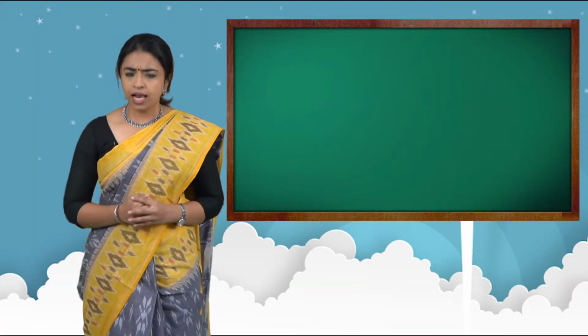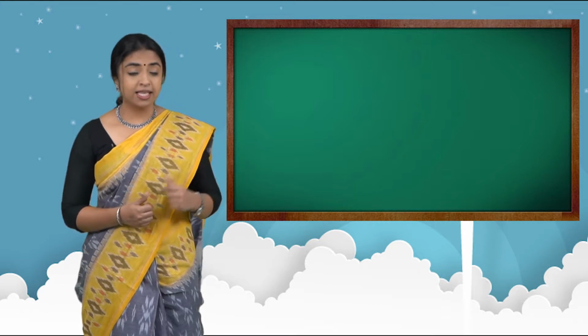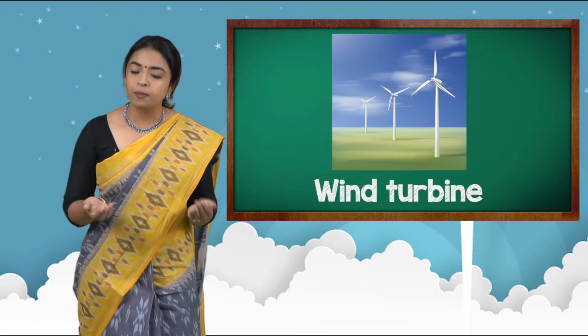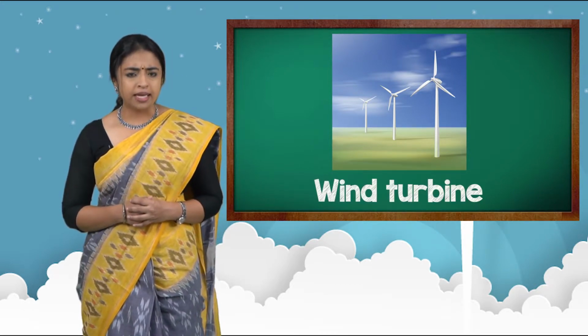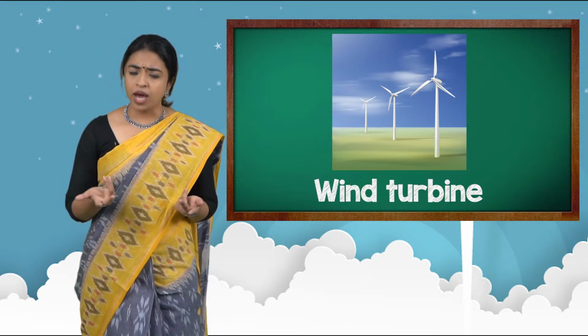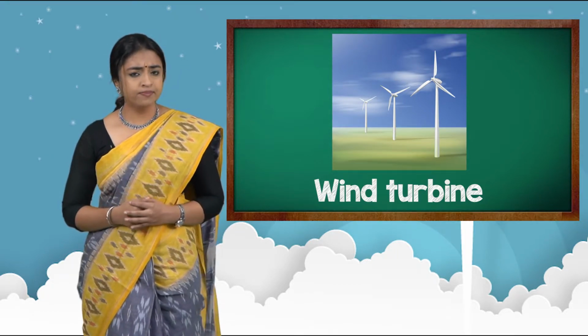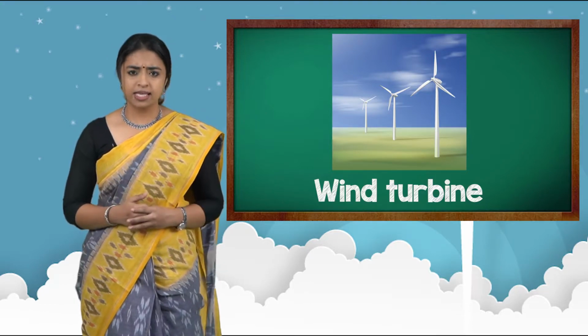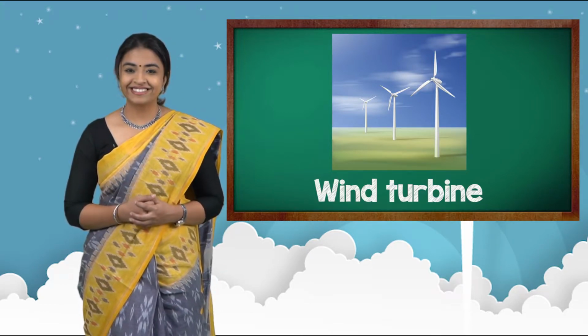Children, can you all tell me, what do you see in this picture? आपको इस तस्वीर में क्या नजर आ रहा है? This is a wind turbine. Wind turbine यानी पवन चक्की. Can you all tell me, where do we use a wind turbine? हम wind turbines का इस्तेमाल कहाँ करते हैं?